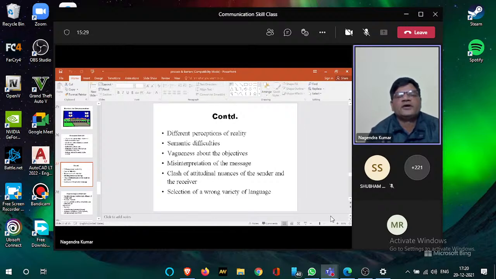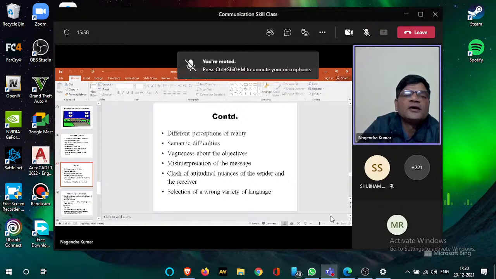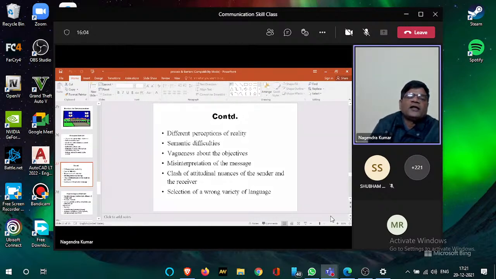Semantic difficulties: when I'm talking about something in a language or terminology that you don't associate yourself with, then there will be difficulty in understanding and it will create some gap in communication. So let's say I'm using a terminology from the field of cricket, snickometer or hotspot. Somebody who does not follow the game of cricket might not be aware of these terms. And as a result, I may not be able to communicate whatever I want to communicate.